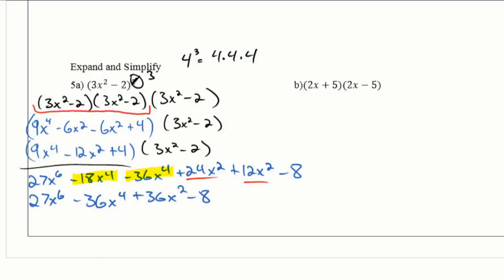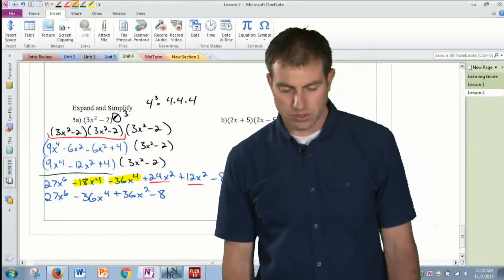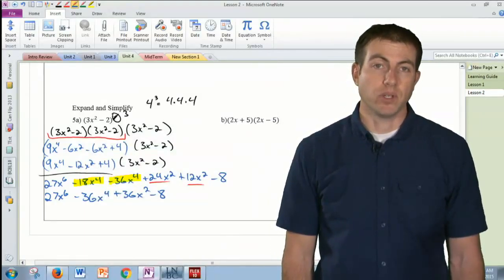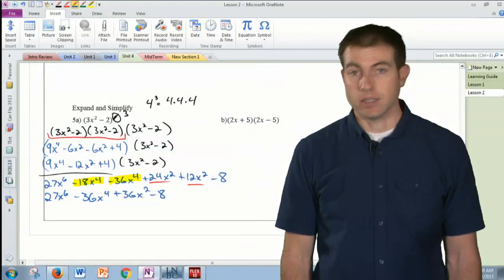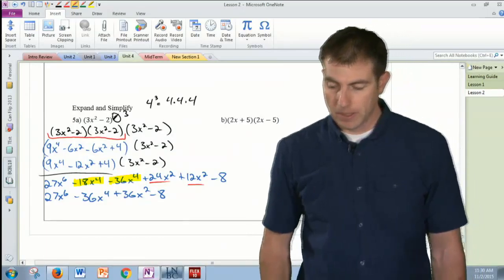So, a bit of a long one, a lot of spots to kind of lose your way, but when you just spend time doing these type of questions, it's always the same. You're multiplying, you're adding exponents, you're combining like terms, and that's kind of it.